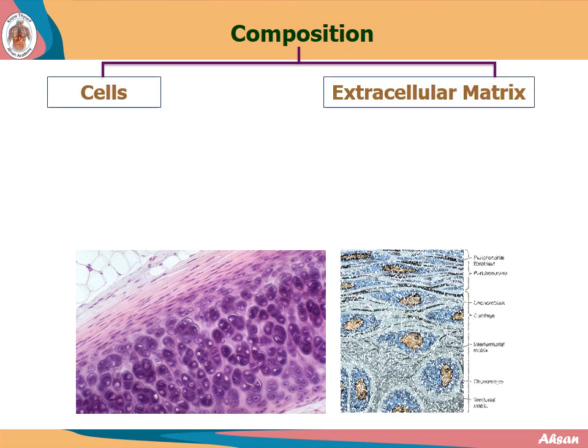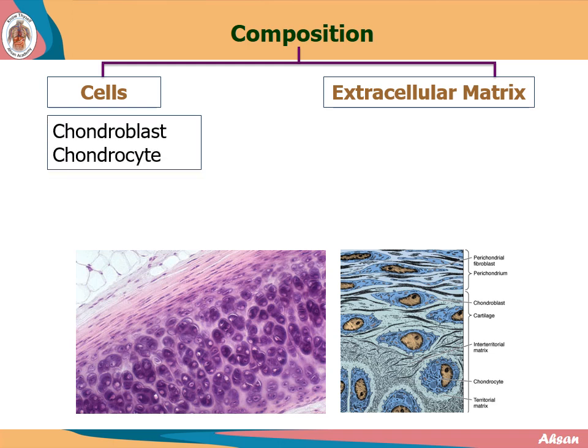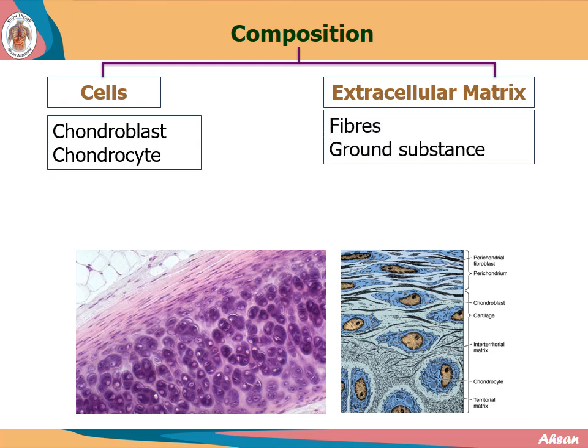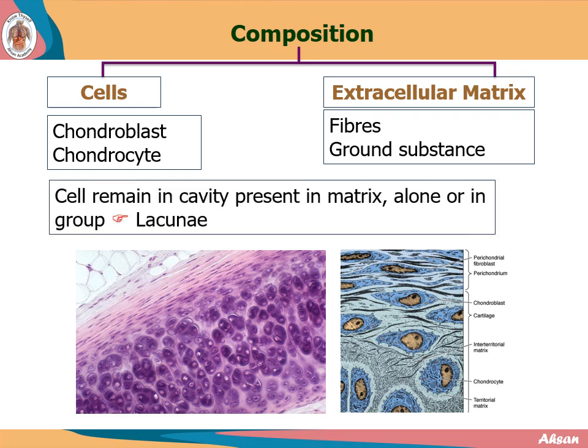Cartilage comprises two components like other tissues, cells and extracellular matrix. Cells are of two types, chondroblasts and chondrocytes. Chondrocytes are relatively larger in number and chondroblasts are peripherally situated close to the surface. The extracellular matrix comprises fibers and ground substance like other connective tissue, but the concentration and type vary here. The cell remains in a cavity within the matrix, alone or in groups, and this cavity is known as lacuna.